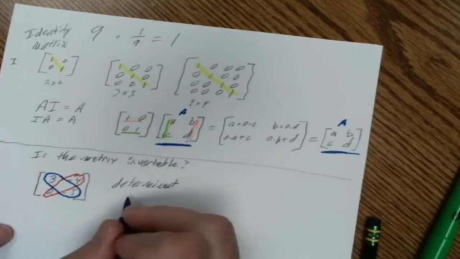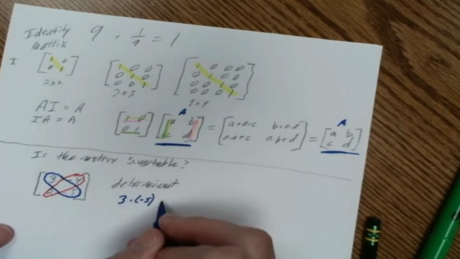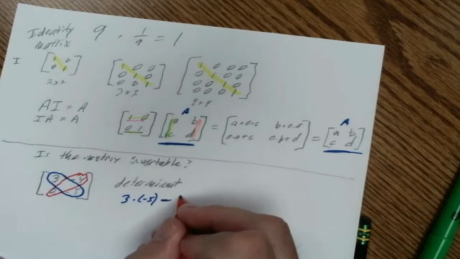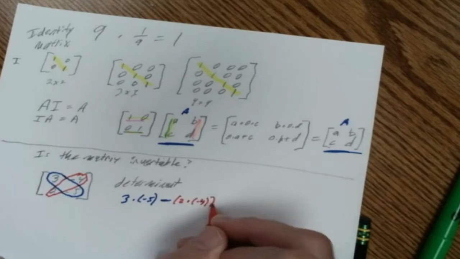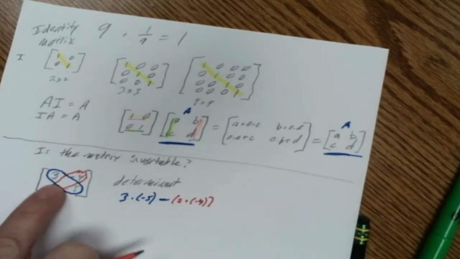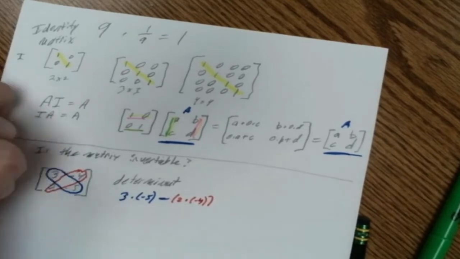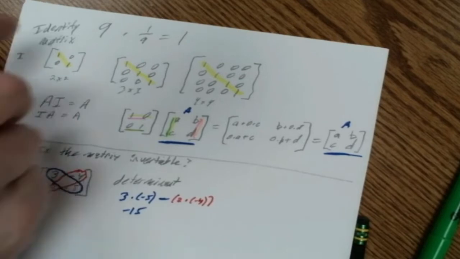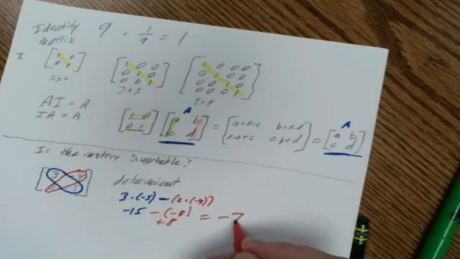So we'll take 3 times -5. And from that, we subtract 2 times -4. So we take whatever is in these two corners, multiply them, and subtract what's in those two corners. So 3 times -5 is -15. 2 times -4 is -8. So we're subtracting -8, which means we're adding 8. So -15 plus 8 equals -7.